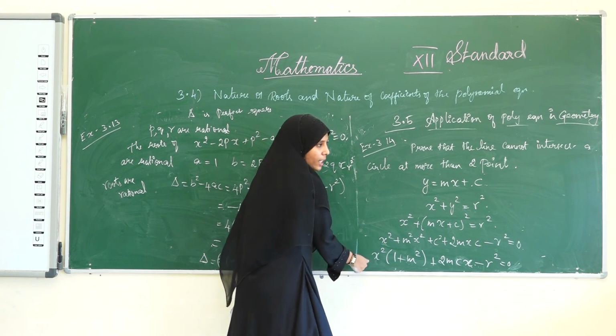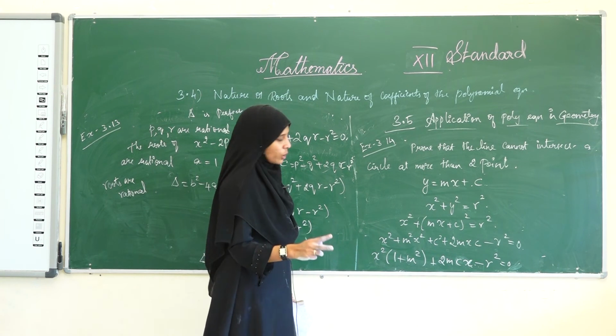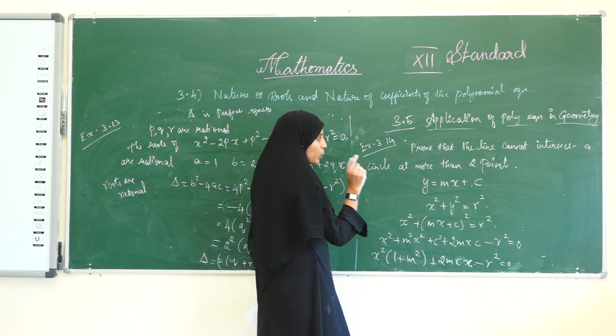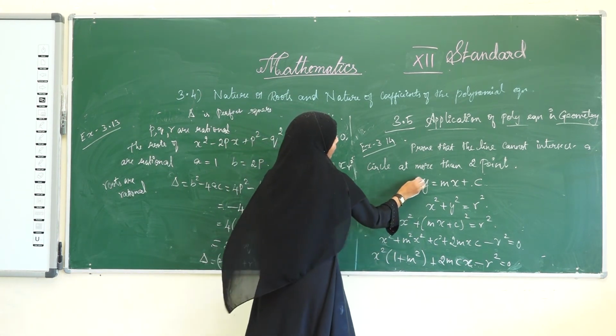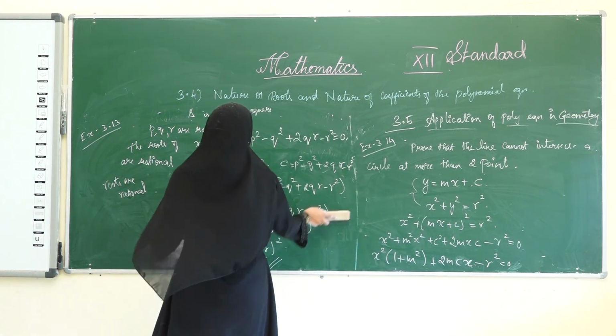Here it is x square, that is a quadratic equation. For a quadratic equation, there will be two roots. Therefore, there will be only 2 points of intersection for a line and a circle. It has been proven in this format.